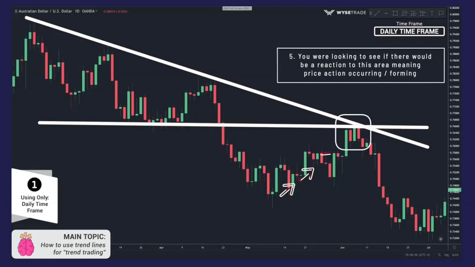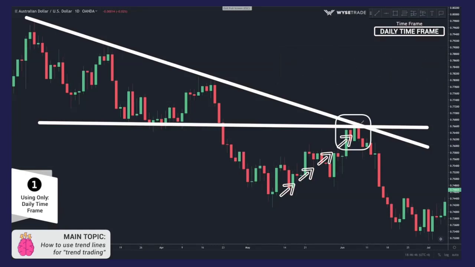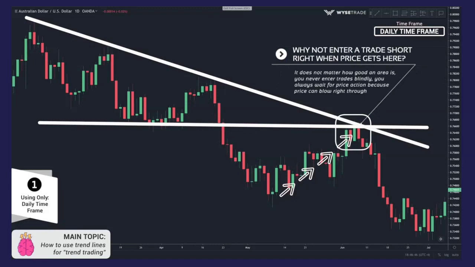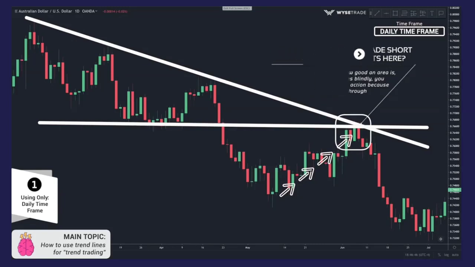Fifth, when price started to approach this area, since you had this area already identified, you were watching to see what price would do once it got here, aka price action. So you were probably thinking, why not just enter a trade short right away once price got to this access point? Again, as a reminder from past videos, it does not matter how good an area is. You do not enter trades blindly once price gets to these areas. You always wait for price action because price can easily blow right through.